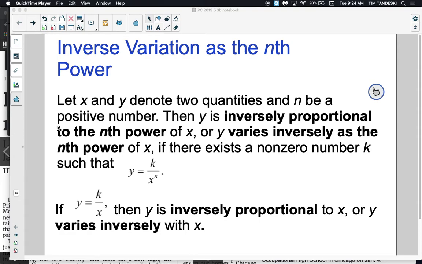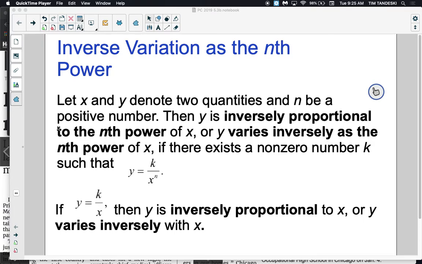Today we're going to talk about inverse variation as the nth power. The definition here says let x and y denote two quantities and n be a positive number. Then y is inversely proportional to the nth power of x, or y varies inversely as the nth power of x, if there exists a non-zero k such that y is equal to k divided by x to the nth.